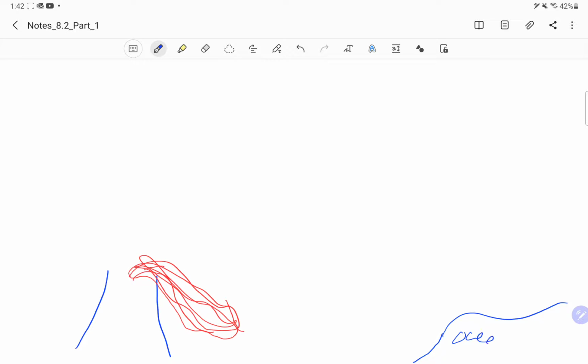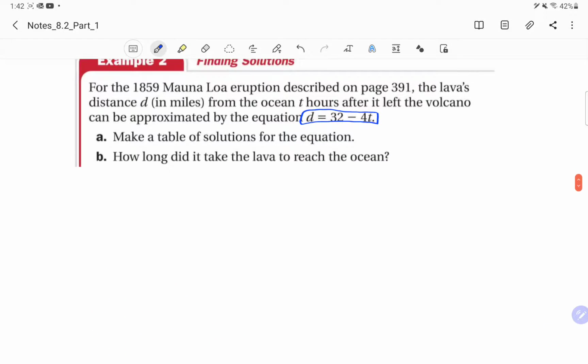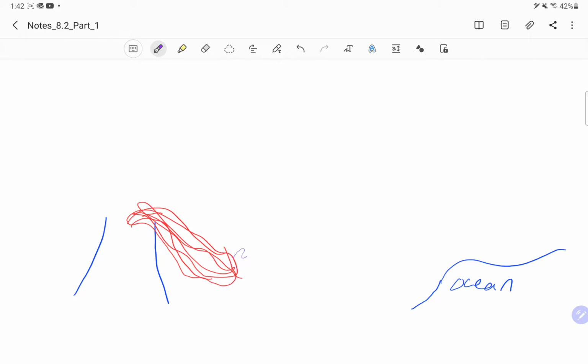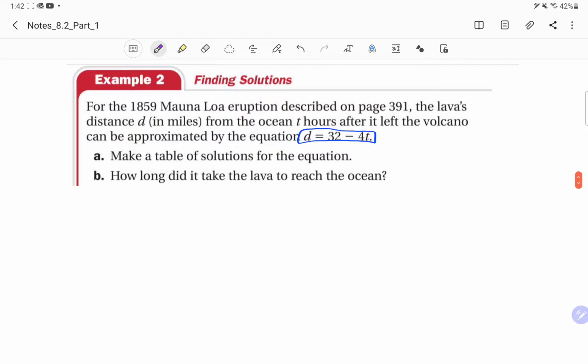This is my ocean. What this equation tells you is how far, after so much time has passed, how far is this from this? So how far is the lava from the ocean after a certain amount of time? Okay? So, part A says make a table of solutions for the equation. So not make a table and tell me if these are solutions. You're making a table of actual solutions to the equation.